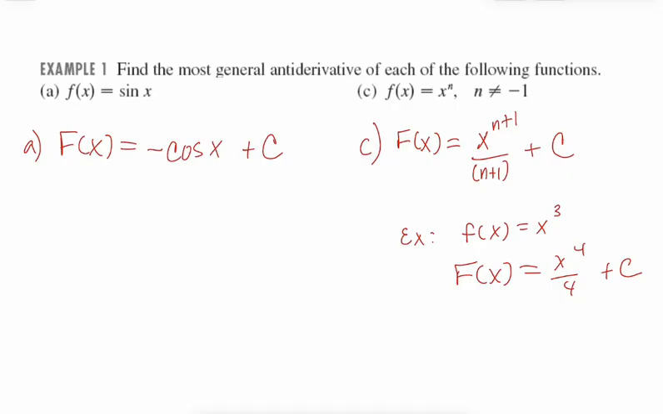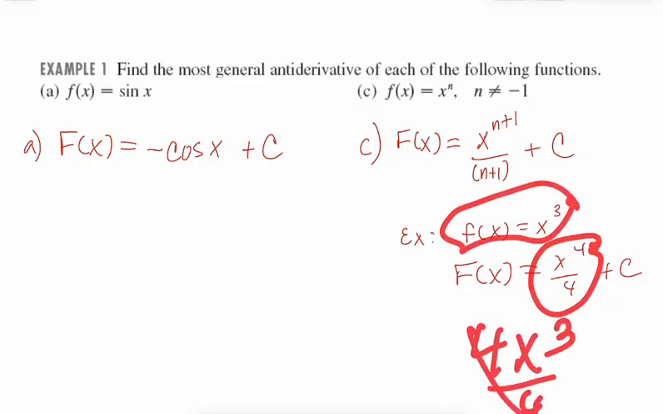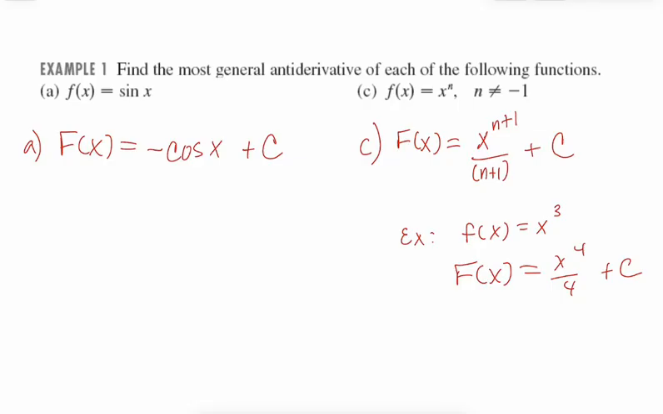Now we should be able to check any antiderivative. If we take its derivative, we should be able to go backwards. So if we took the derivative of this, we would get 4x to the third divided by 4. Do we get this function right here? We sure do. Normally we would multiply and go down by 1. Now we divide and go up by 1. So it's just reversing that process. There are going to be some rules we have to think about when we are reversing our process.